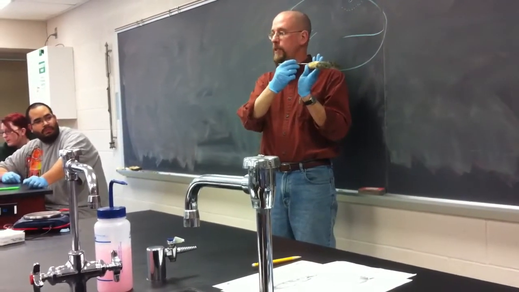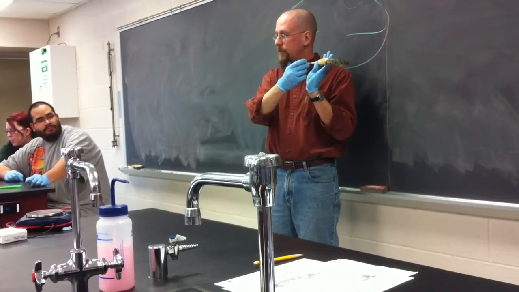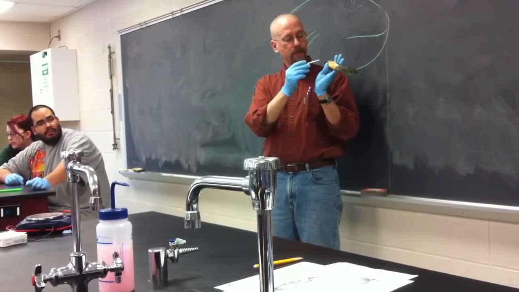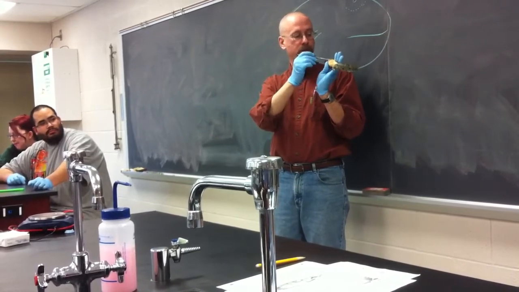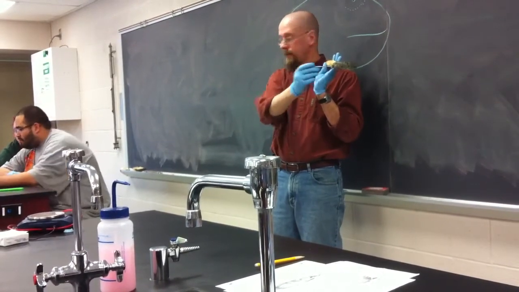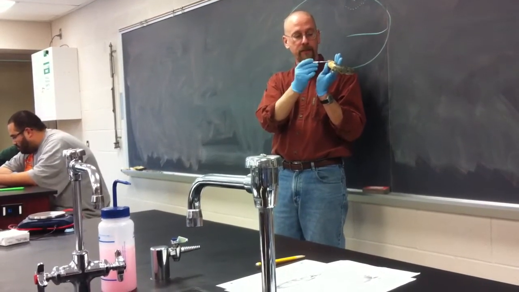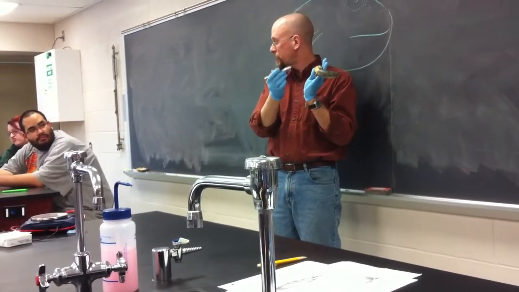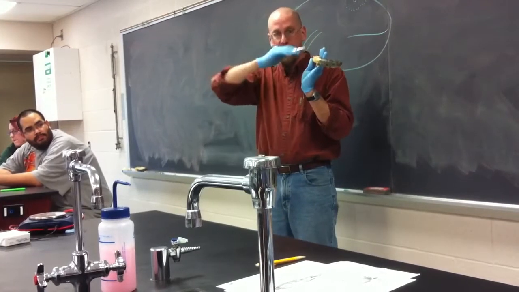In the Mudpuppy, the epaxial muscle groups are the dorsalis trunci. So this set of muscles that go from the top of the head all the way to the tail, above that transverse septum, that's all dorsalis trunci. The dorsalis trunci muscles are the epaxial muscles.